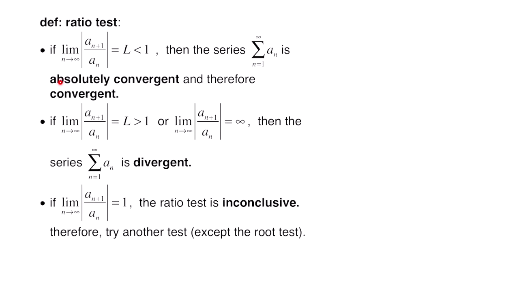If when we evaluate the same limit we get out L but L is greater than 1, or we get out infinity, then the series a sub n is divergent. And last, if we evaluate the same limit and it equals 1, the ratio test is inconclusive. Therefore, we try another test, which is the root test, which we're going to talk about later in the chapter.